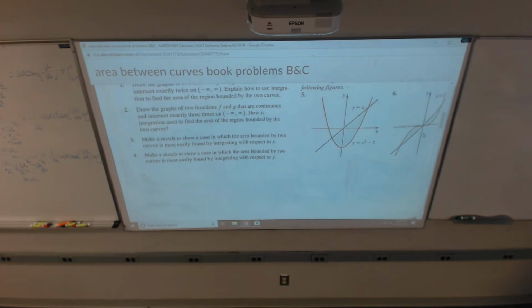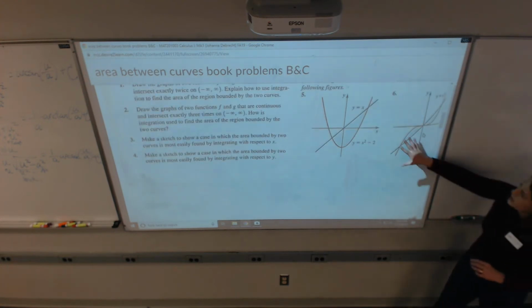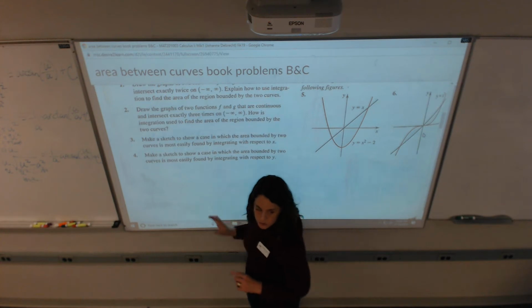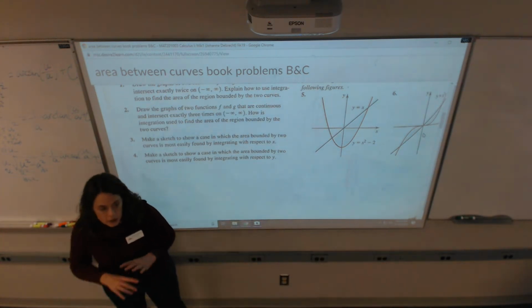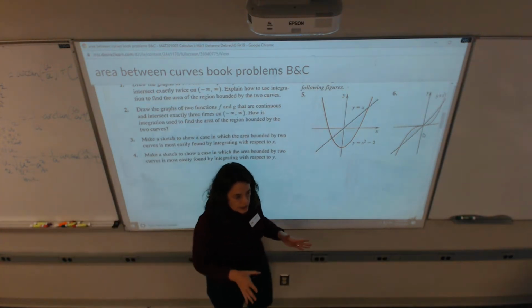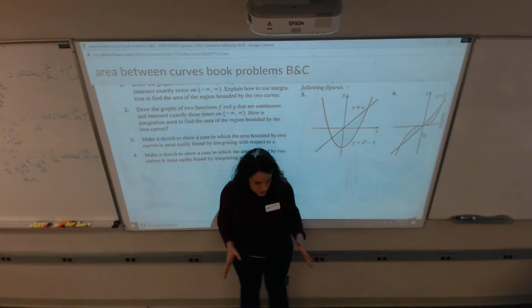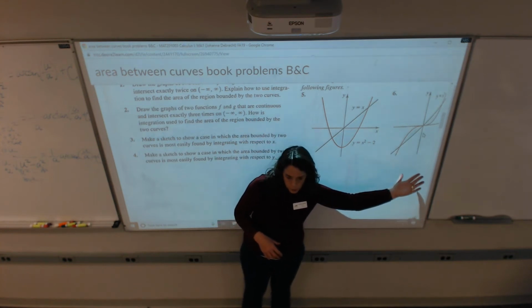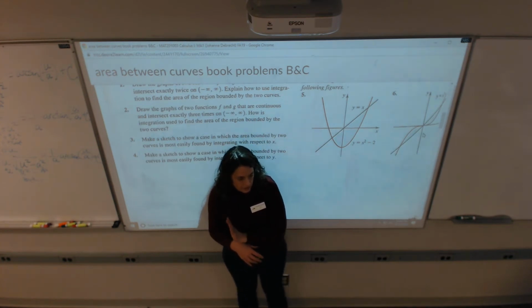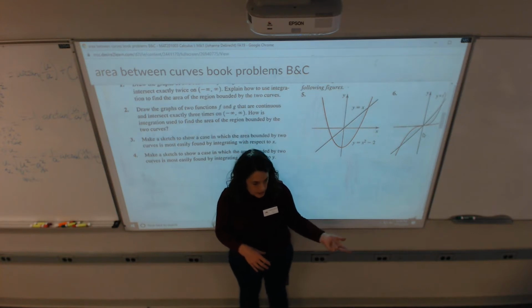So I want to start with this picture right here, and I want to talk about how do you find the area between two curves. Now we've already discussed how our strategy is going to be: take the one above and subtract the one below, or take the one on the right and subtract the one on the left if I'm going with respect to the y-axis.